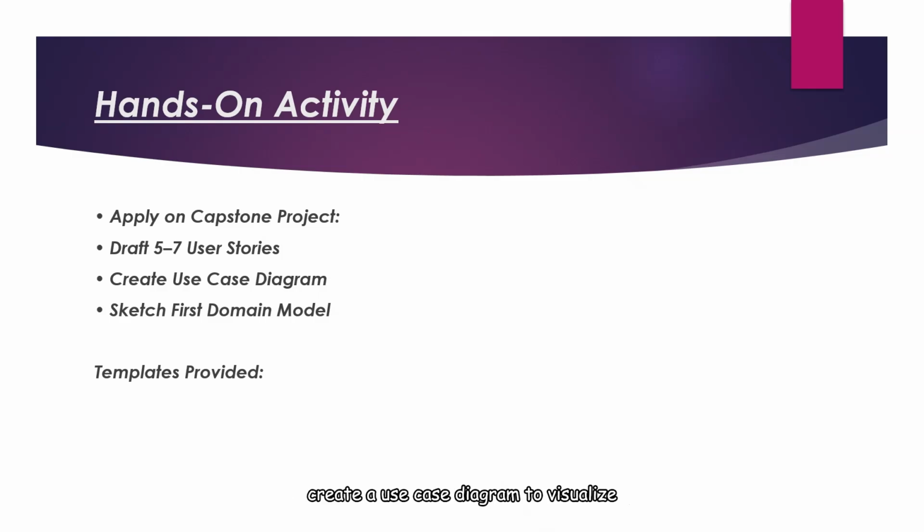Next, create a use case diagram to visualize your users and how they interact with the system. Identify the key actors and their goals, and draw out the system's interactions. Finally, take a shot at sketching your first domain model. Identify the core entities of your system and the relationships between them. Don't worry if it's rough. The goal is to start visualizing the system at a high level.